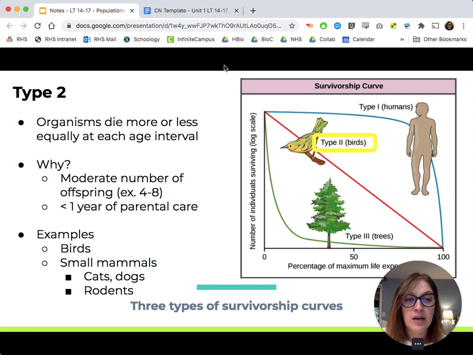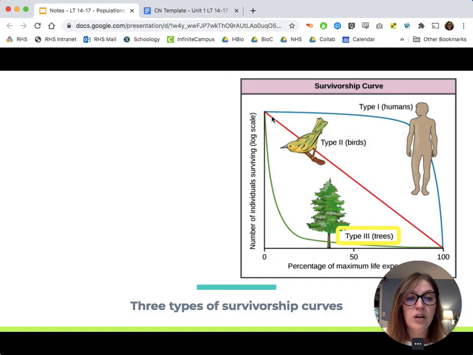Let's talk about a type 3 survivorship curve.